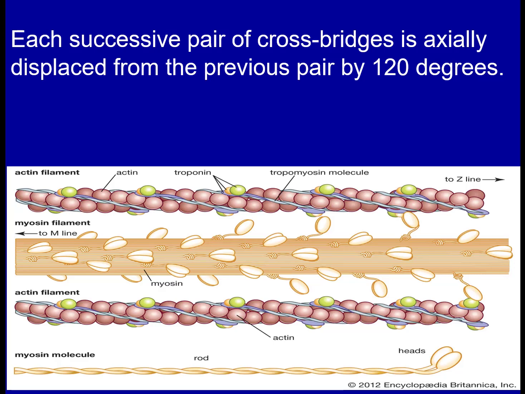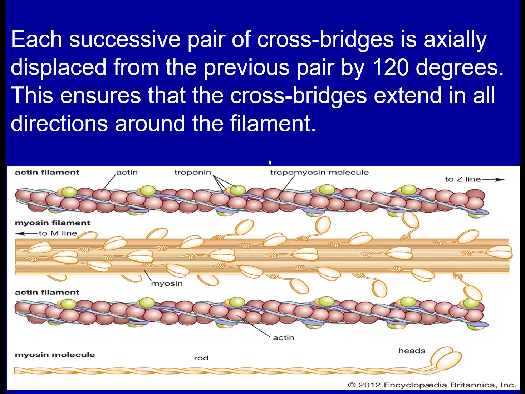Each successive pair of cross bridges is axially displaced from the previous pair by 120 degrees. If this is a pair, then the origin of the arm and head from the myosin body is at 120 degrees. Suppose this myosin head and arm originate at this point, the next will originate at 120 degrees, then again at 120 degrees, and so on. So this origination is all around the myosin body, and in this way the myosin filament expands in all directions. You can see that they extend in all directions from the myosin body.